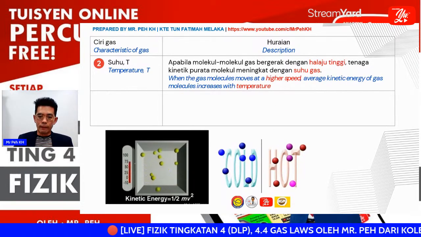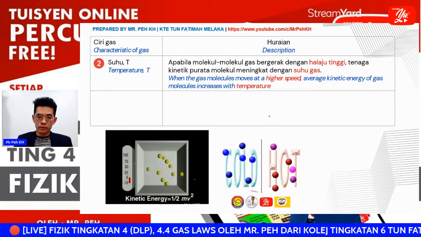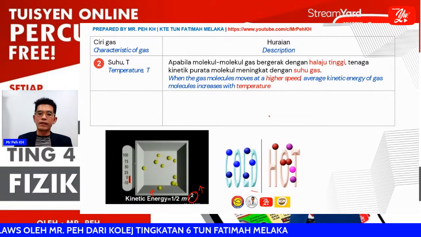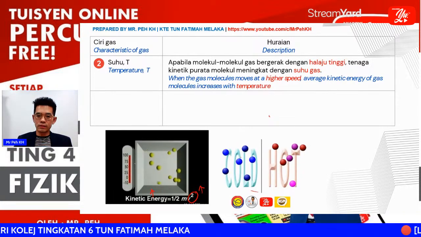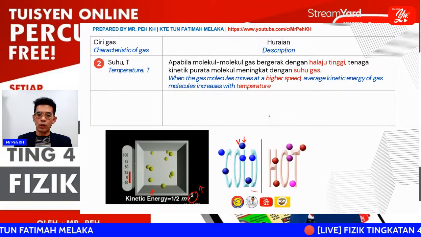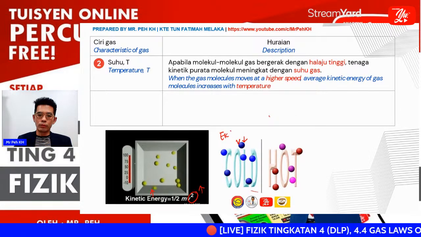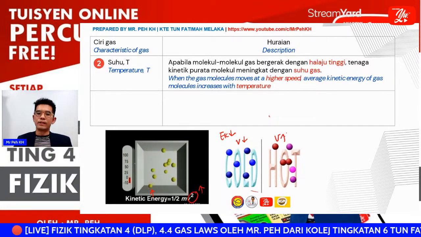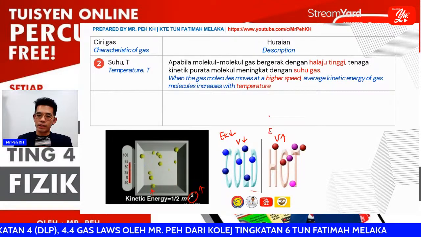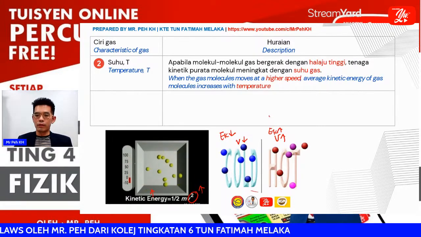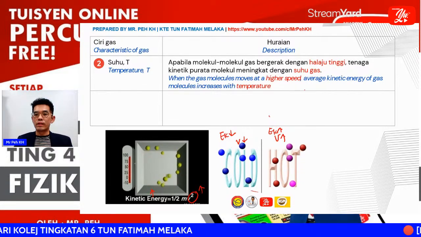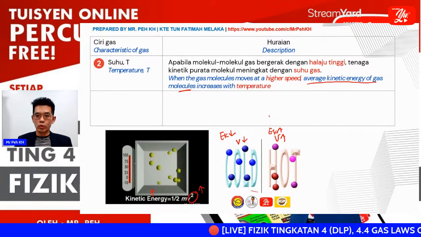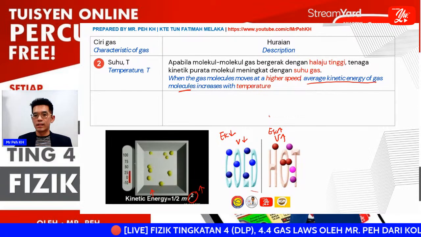So when v increases, the kinetic energy will increase. You can see here the cold particles move at lower speed, so the kinetic energy will be lower. On the other hand, in the hot region, the particles move at higher speed, so the kinetic energy will be higher. The temperature is actually measuring the average kinetic energy of the gas molecules. So the higher the kinetic energy of the gas, the higher the temperature.